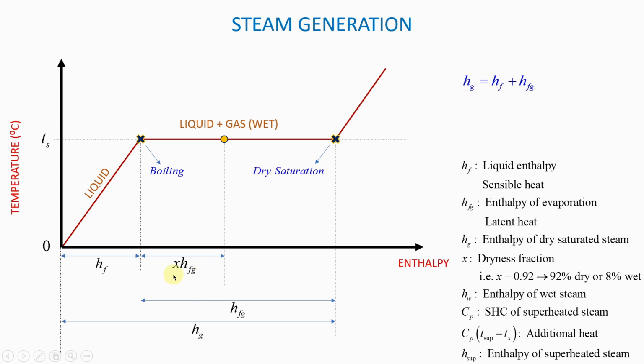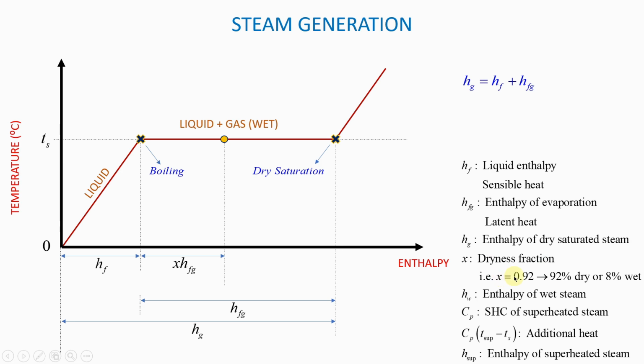Okay, because if this was bigger than 1, it will go beyond dry saturation. It has to be smaller than 1 because Hfg is this, and so you need to multiply Hfg by a number smaller than 1 for you to get a fraction of Hfg. Okay, so this fraction factor is called the dryness fraction. x is the dryness fraction.